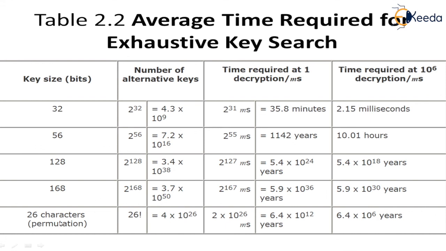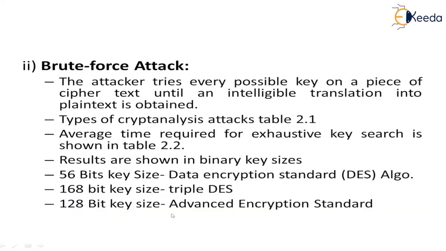Along with that, for the 26-character permutation combination, we need 6.4 times 10 to the power 6 years. So the duration required for the decryption is in terms of years, which is a huge amount of time for attackers. As a result, we look at the binary key sizes. For a 56-bit key, the Data Encryption Standard algorithm is used. For a 168-bit key size, Triple DES is used. And for a 128-bit key size, the Advanced Encryption Standard is used.